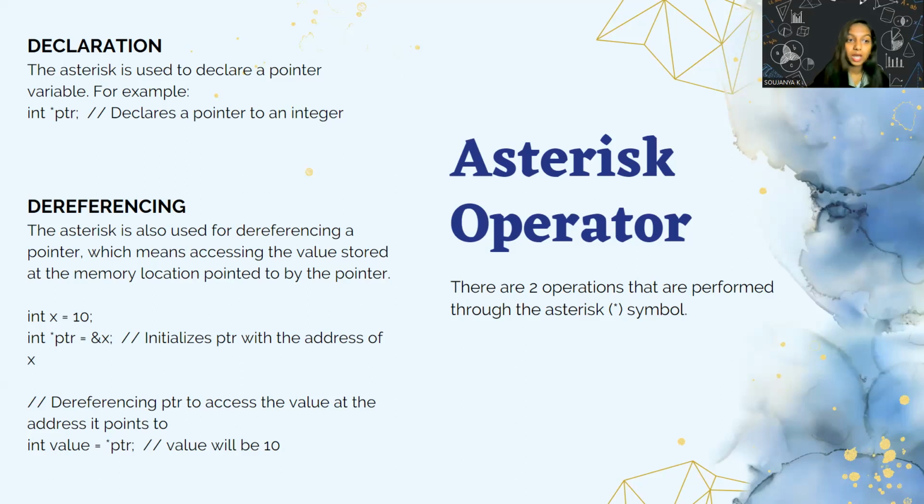Here's a small program which shows dereferencing. There's a variable int x = 10 and the pointer is initialized with the address of x: int *ptr = &x. Now next, what we do is dereference this pointer to access the value at the address it points to. So int value = *ptr. The value will be 10 because the variable has 10 and we dereference it, so the value comes back. Value is equal to 10.